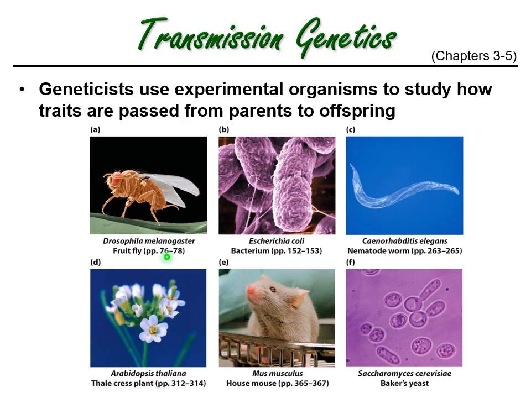These are the 6 examples of different organisms, very different organisms, right? You get from a plant to a soil worm to bacteria to a mammal. And so essentially you have very different organisms here, but they do have certain things in common that make them ideal for being used in transmission genetic studies.